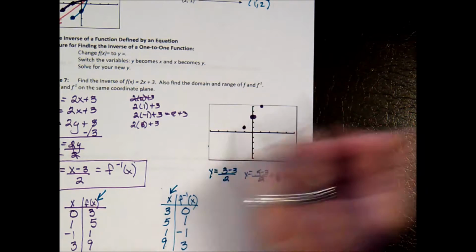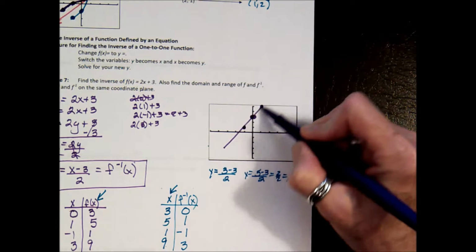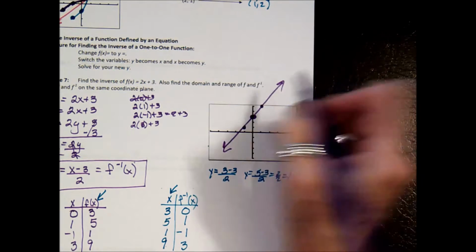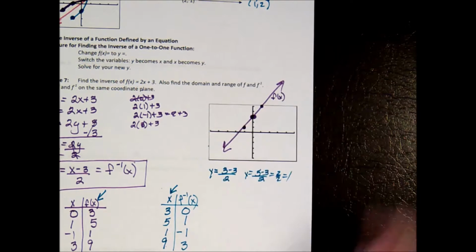This is a straight line. It's linear. It goes through here. This is my f of x. All right. In blue, let's do our inverse.